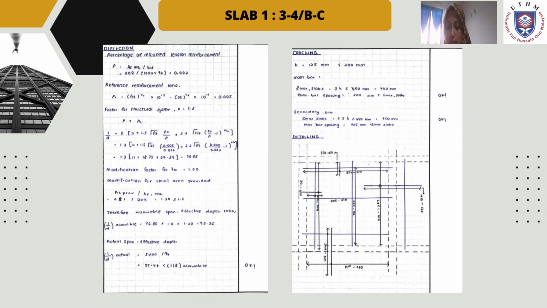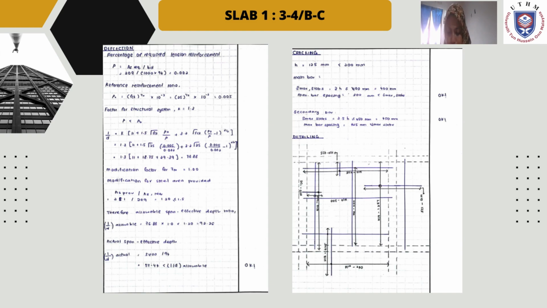Next is about our deflection calculation. For this, the percentage calculation ρ is 0.002. Meanwhile, our reference reinforcement ratio, or ρ0, is 0.005. So our factor for structural system, K, is 1.3.